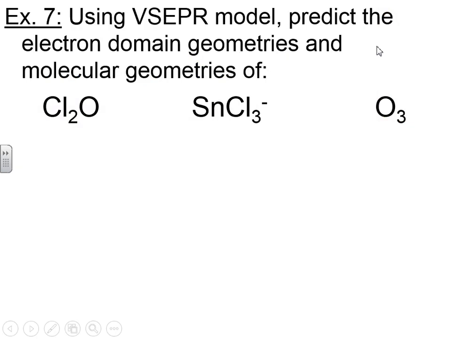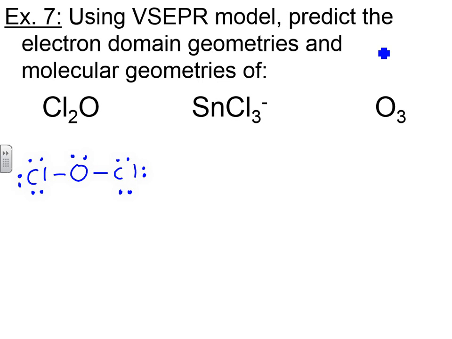So we're going to use this VSEPR model to predict the electron domain and the molecular geometries of these three structures. I will draw their Lewis structures really quickly. Pause the video if you want to try them on your own. But Cl2O should have this structure. Remember, you're drawing the Lewis structure to make sure that you have a total number of electrons that matches the number of valence electrons they brought. And in this case, here's the structure you come out with.